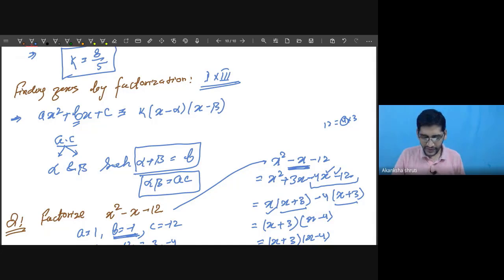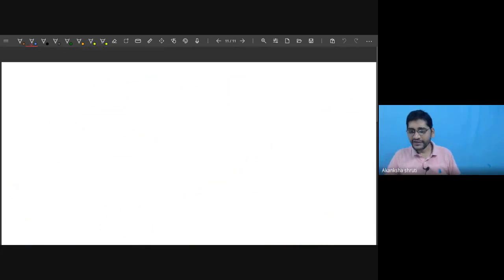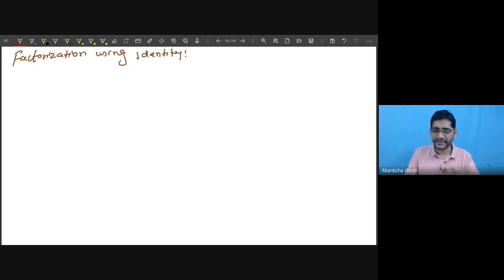There is another helpful thing for factorization. What is it? Using identity. Factorization using identity means the identity can be used for factorizing. So what are the identities that we are using? We have to list down all the identities.